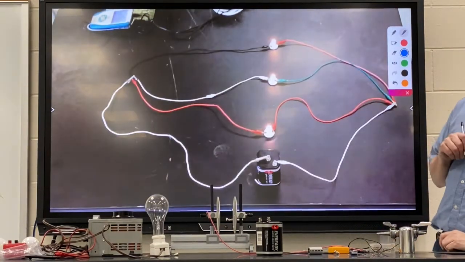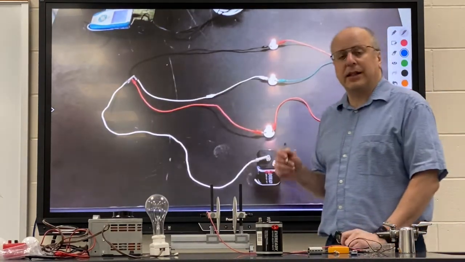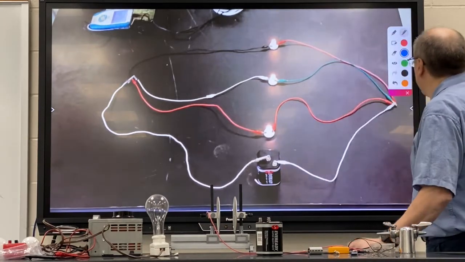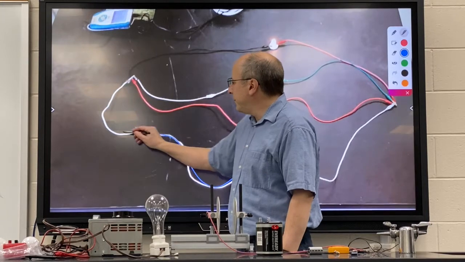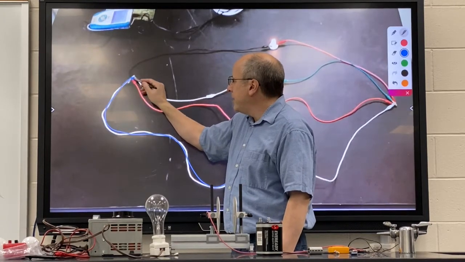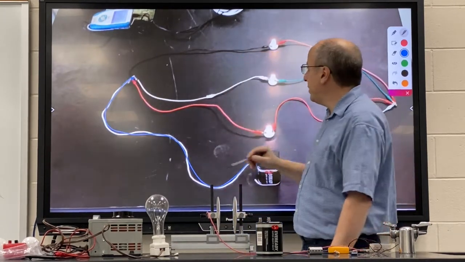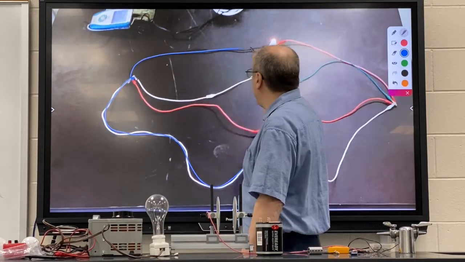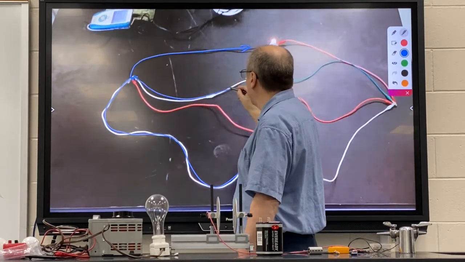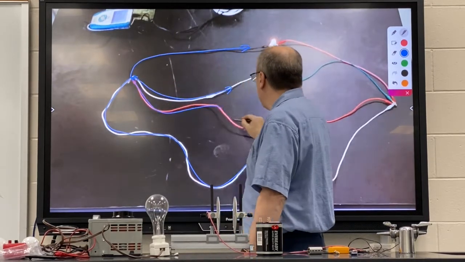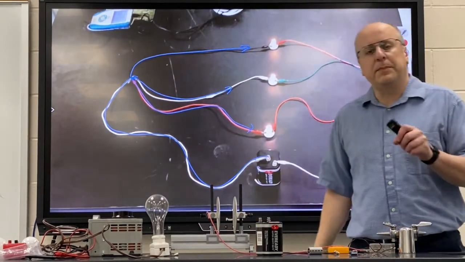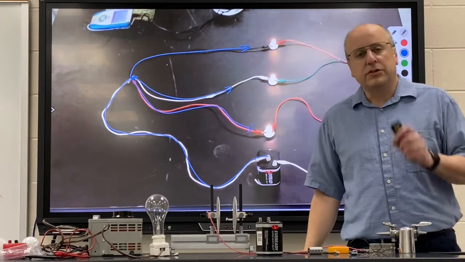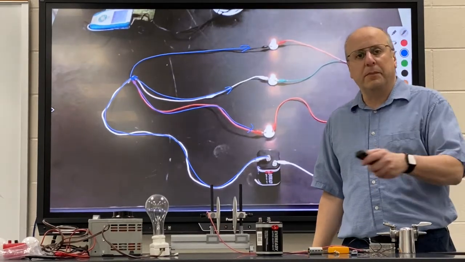The second type of circuit is known as a parallel circuit. With a parallel circuit, there are multiple paths. So the electrons would flow through this wire, and when they get to this junction, some of them will take the top path, some will take the middle path, and some will take the bottom path. Each path is independent of all the others. So a parallel circuit, there are multiple paths.